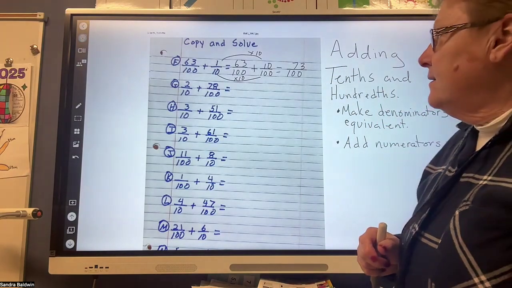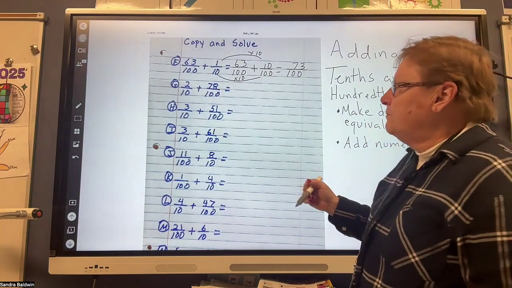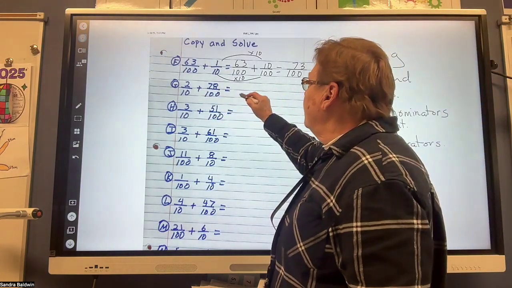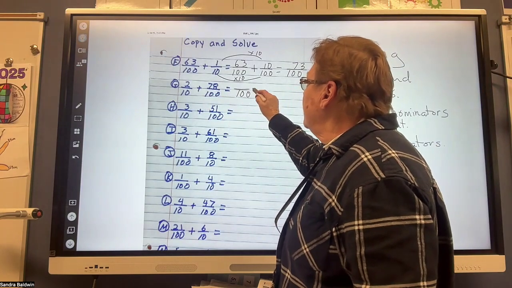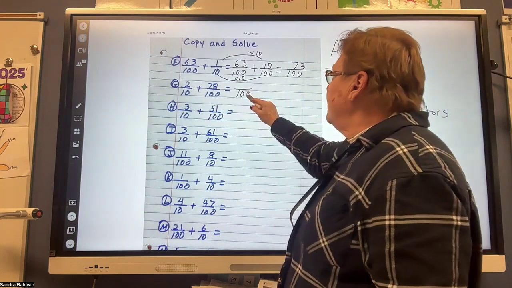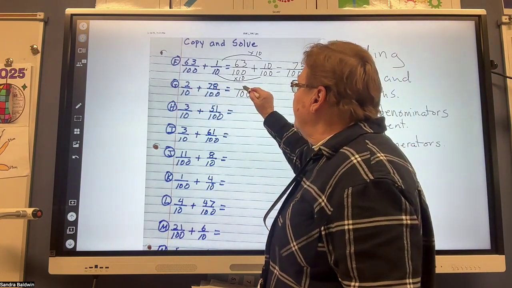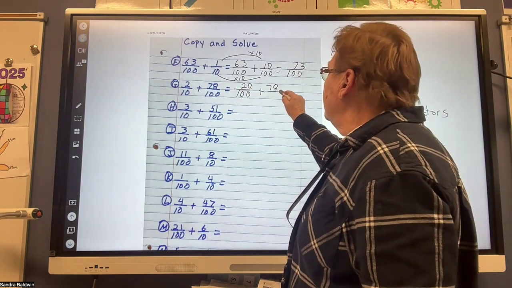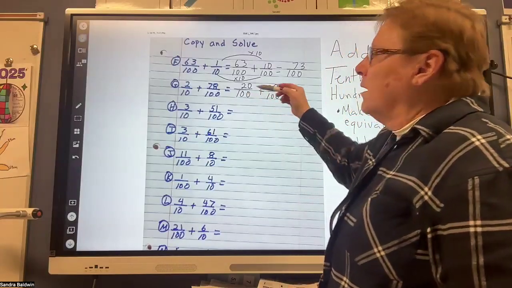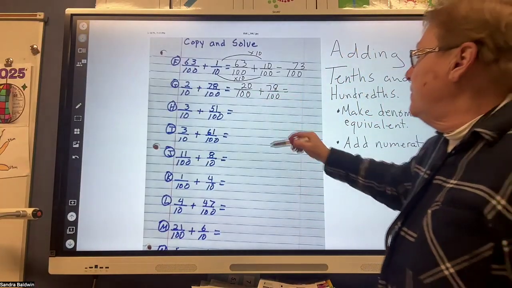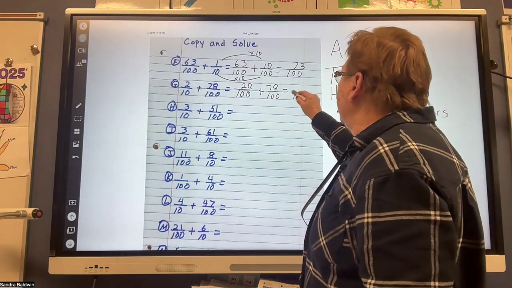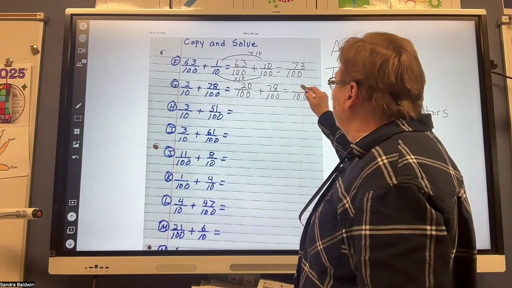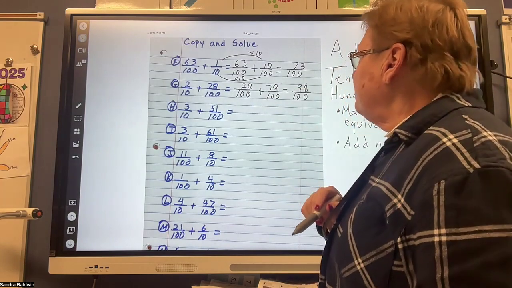In problem G, I'll follow the same procedure. 2/10 plus 78 hundredths. I need to make both denominators 100. I multiply 10 times 10 to make it 100. 2 times 10 would be 20. Then I will just copy 78 hundredths. Since both denominators are the same, I can add those up now. I keep the denominator the same. We do not add the denominators. We just write the denominator. Then 20 plus 78 would be 98.